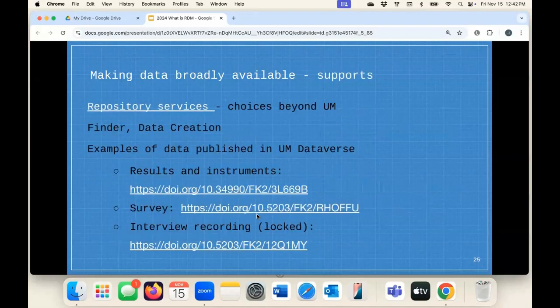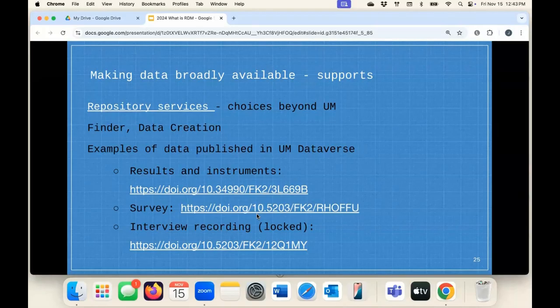So supports, there are a number. I've listed the repository services choices here. This is sort of a broader look at what repositories can host data, and a number of subject areas have specific repositories that they work with. So there's a couple in health, there's a couple in various sciences.